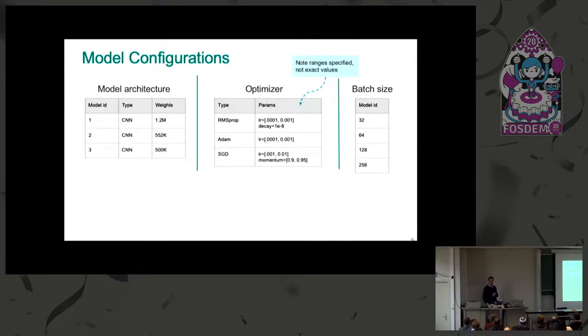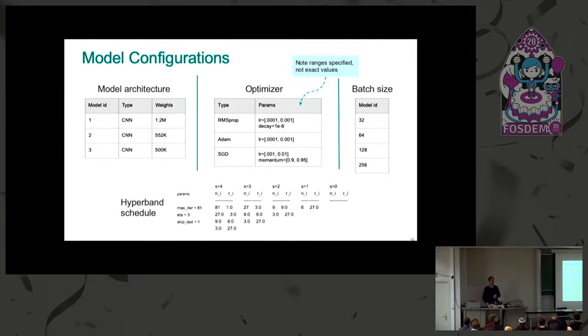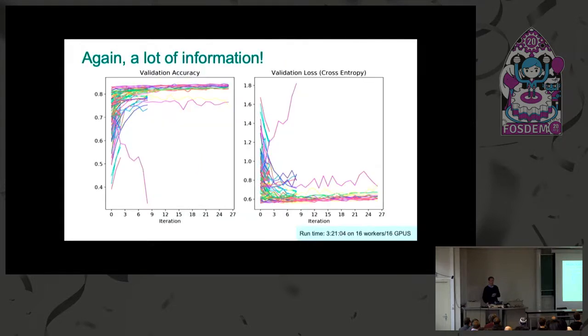So we do that here. Again, we start with a bunch of model configurations. Now we're not doing grid search. We actually set ranges for things because we need to generate different combinations. And then we run it according to the schedule. And the same thing happens, right? You get a lot of information.